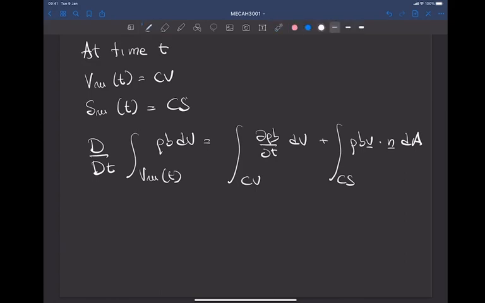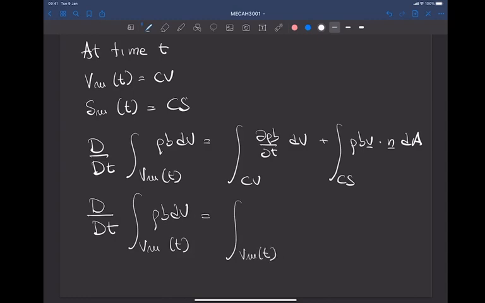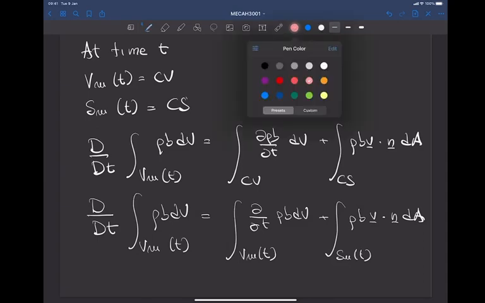And so in the end, what we get is simply d over dt of the integral over Vm of t of rho b dV equal to the integral over Vm of t of d over dt of rho b dV plus the integral over Sm of t of rho b v scalar n dA. And so this is the final expression of the RTT.